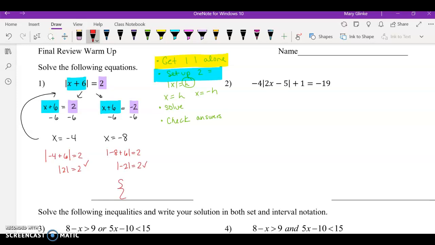So we write our answer then in set notation. Generally, we write it from least to greatest here. So our final answer here is the set of -8 and -4, because both of those work when you plug them back in.